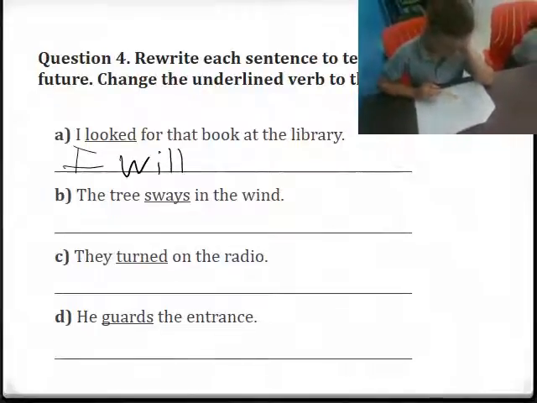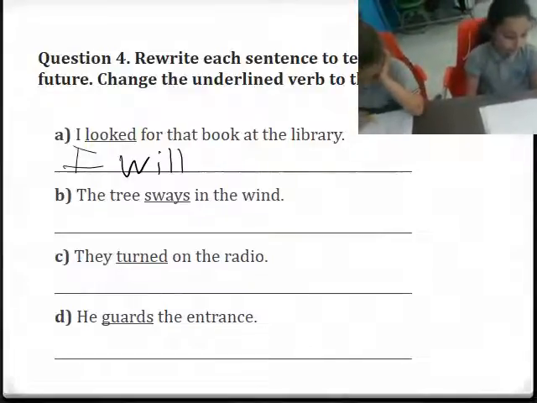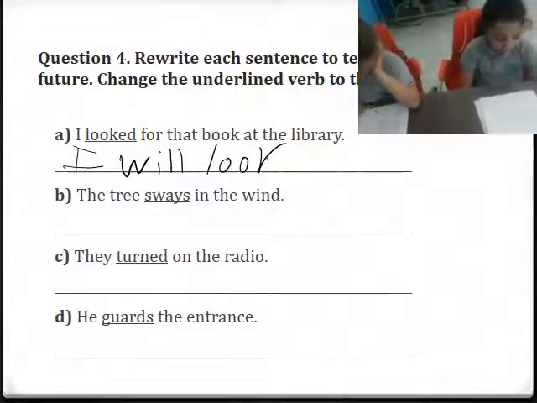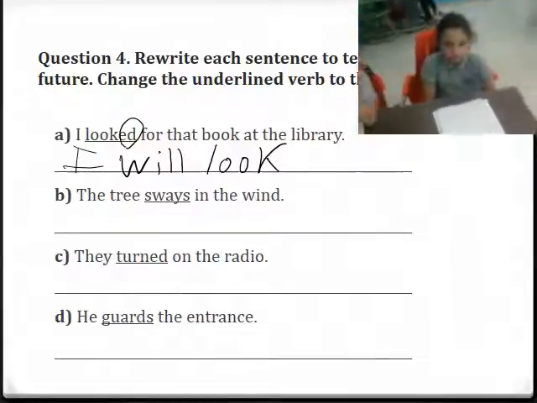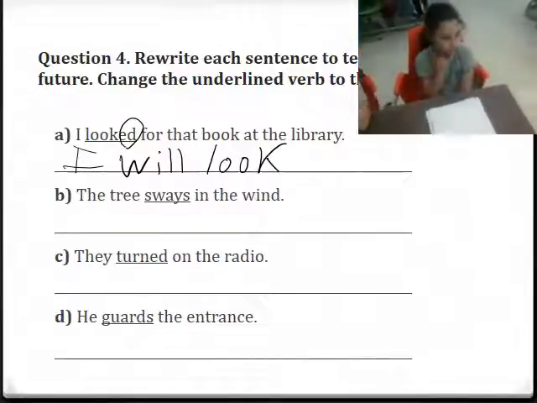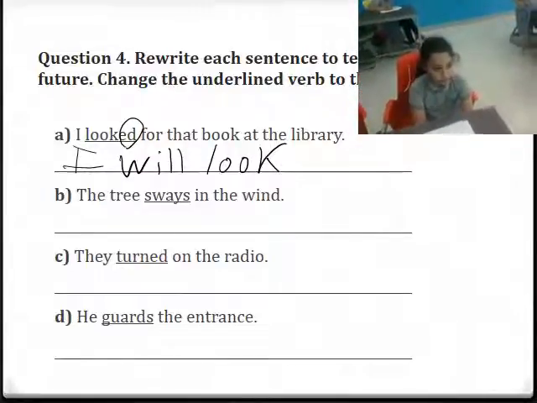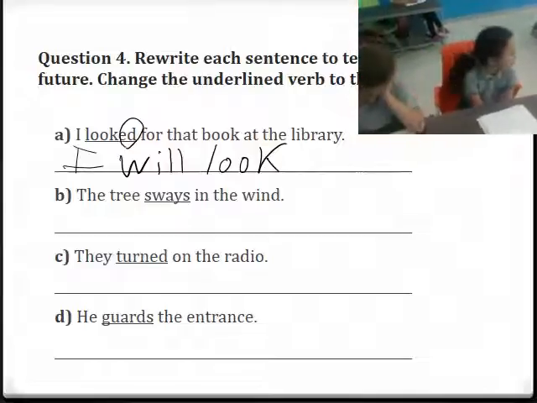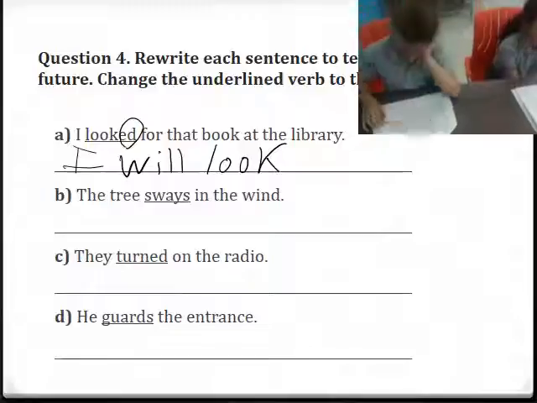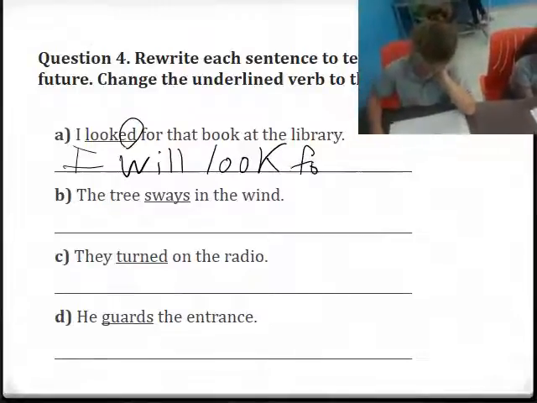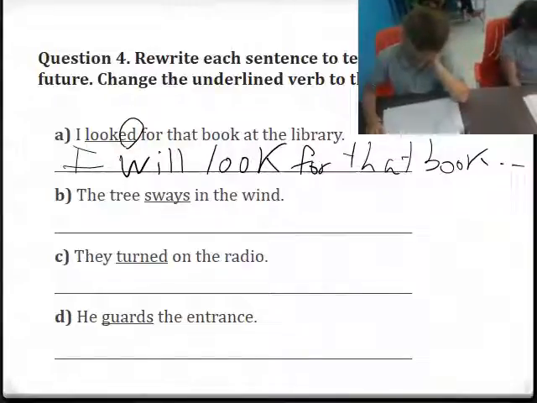Look. I will look, right? Because the verb is look. The ed was only there because it was in the past tense. So in the future, we do not change anything at all with the verb. We only add will before the verb. Okay? I will look for that book at the library.